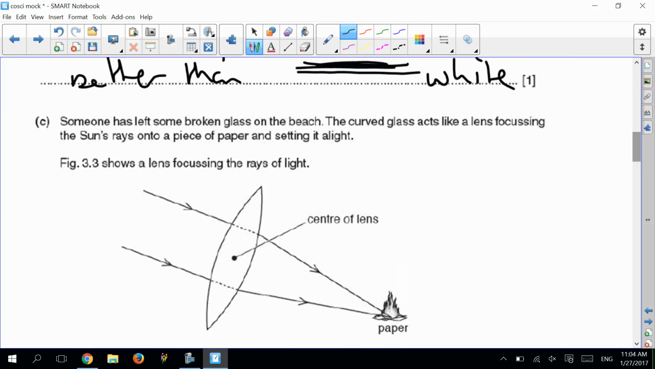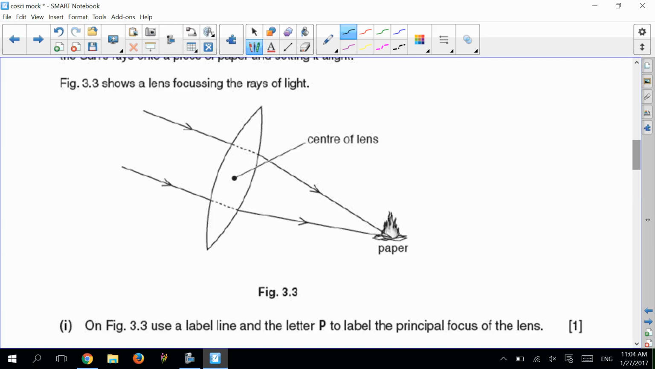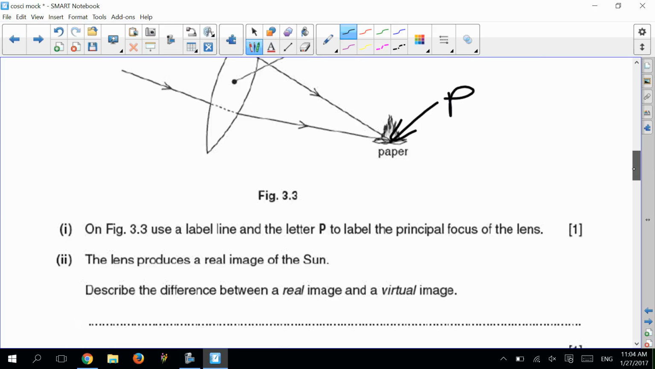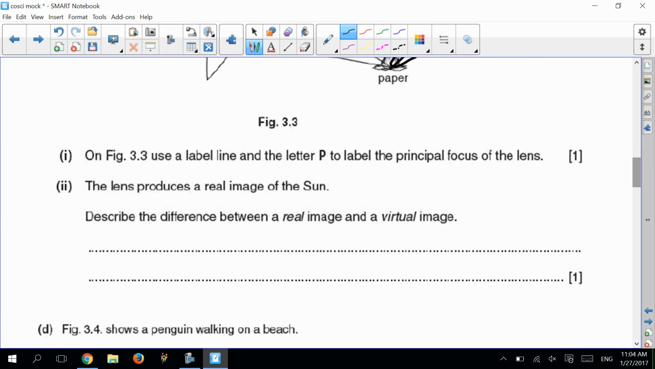Someone has left some broken glass on the beach. The curved glass acts like a lens, focusing the sun's rays onto a piece of paper and setting it alight. Figure 3.3 shows a lens focusing the rays of light. Use a label line and label P to label the principal focus. Okay, so our principal focus is there, where those lines meet. The lens produces a real image of the sun. Describe the difference between a real image and a virtual image. So the idea is that a real image can be formed on a screen.